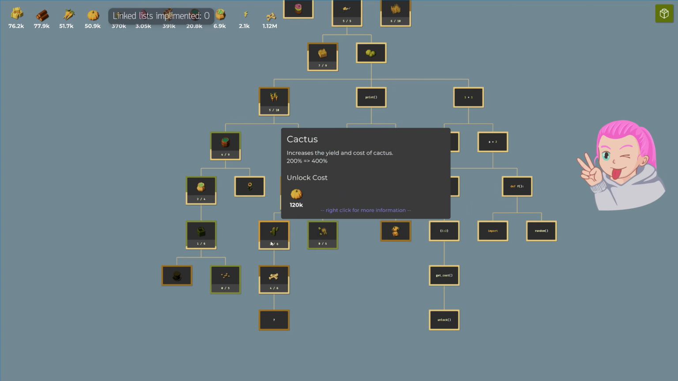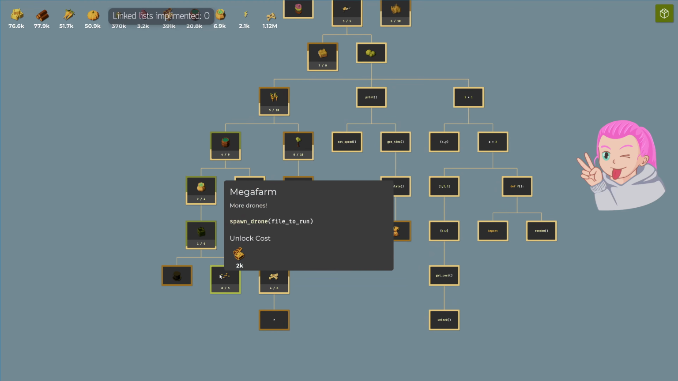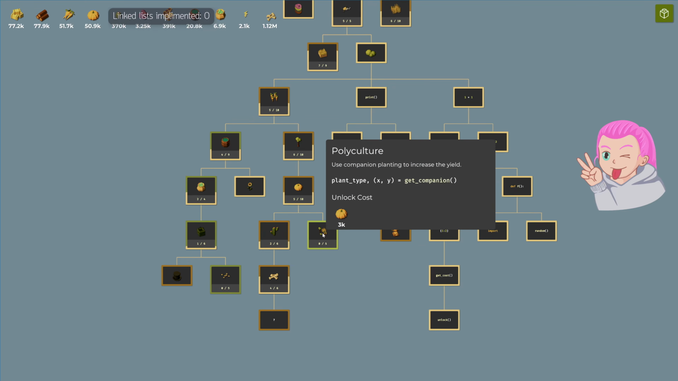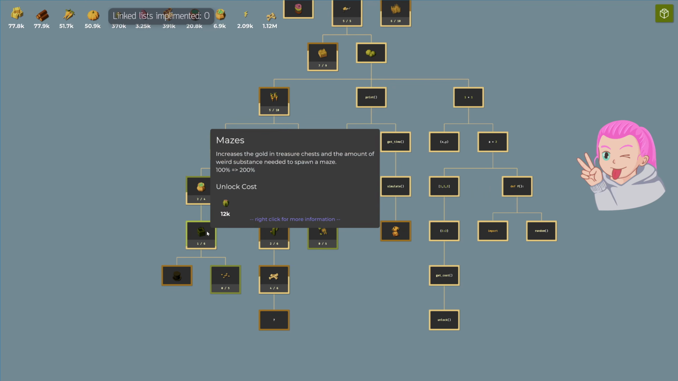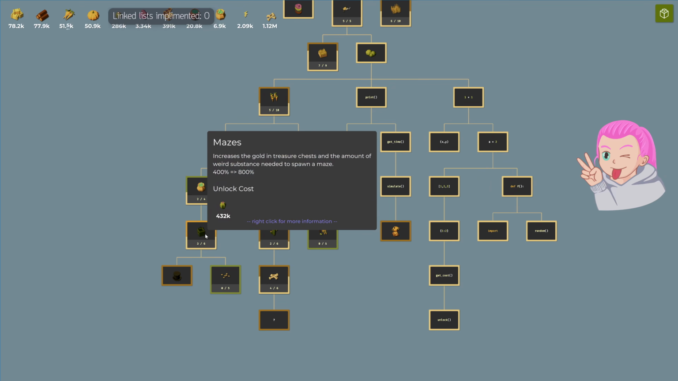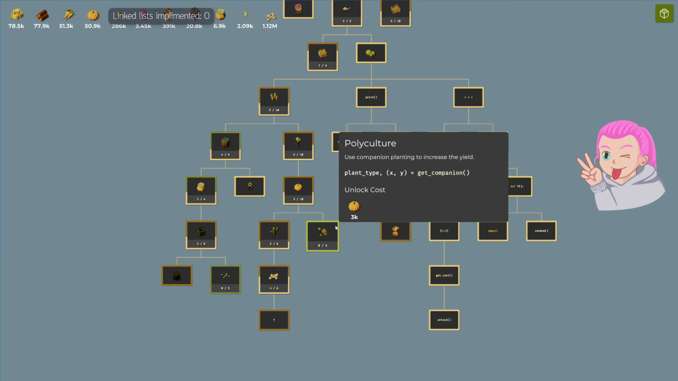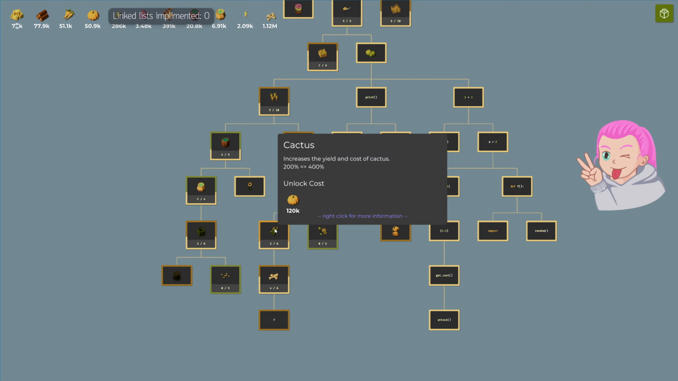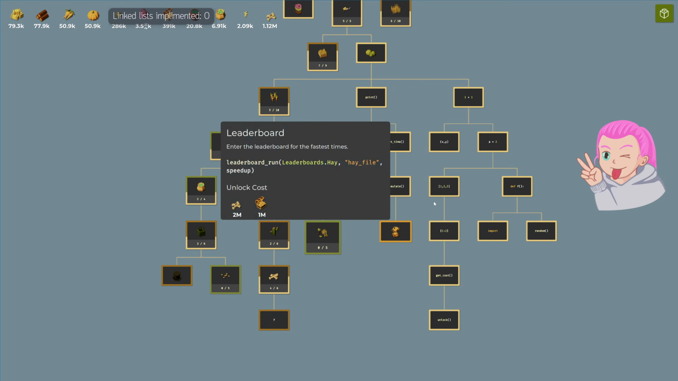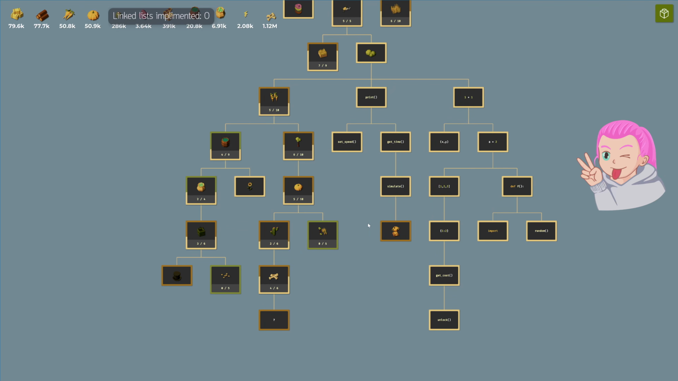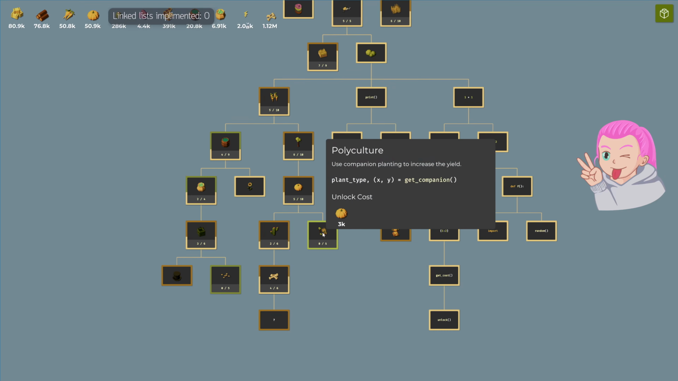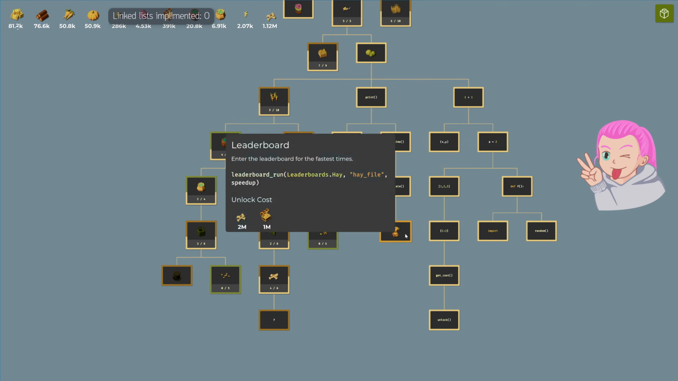Next time, I reckon we look at polyculture. Oh, increase the maze yield. There we go. We look at polyculture, and we integrate the cactus and snake into our thing. Holy bones, Batman! And then we have a look at polyculture.